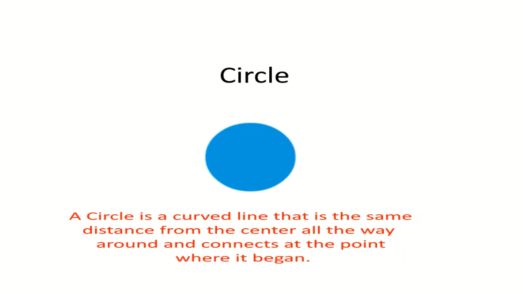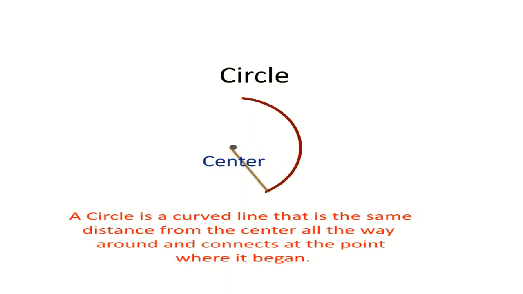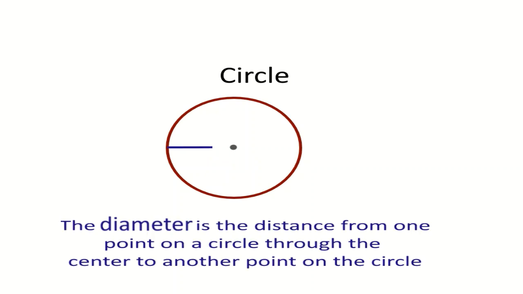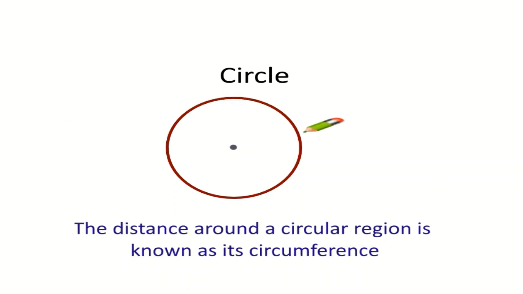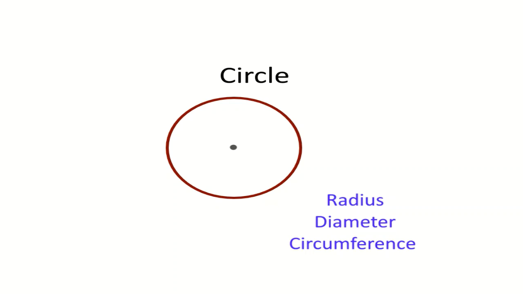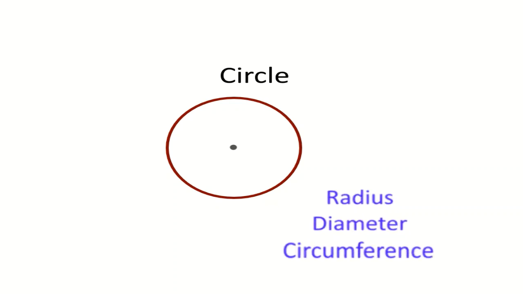A circle is a curved line that is the same distance from the center all the way around and connects at the point where it began. A radius is the distance from the center of a circle to any point on it. The diameter is the distance from one point on a circle through the center to another point on the circle. The distance around a circular region is known as its circumference. Now we have completed the basic parts of a circle: the radius, diameter and circumference.